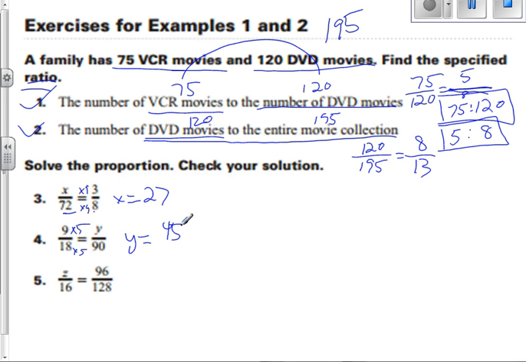And then if I look at number 5 down here, I think that's a z. So number 5, we can find that z is equal to 12. So if I put 12 over 96, or 12 over 16, yeah, z is equal to 12 in that problem number 5. Okay, so let's move on.